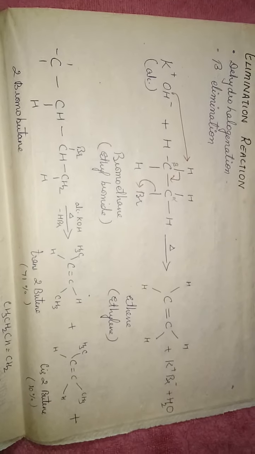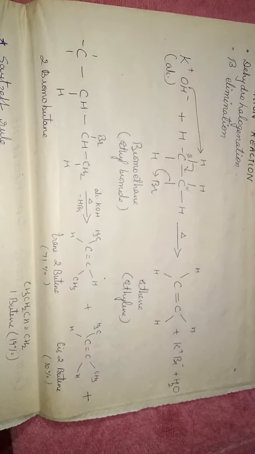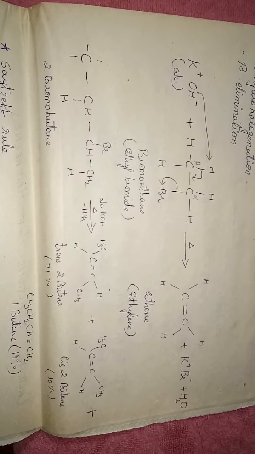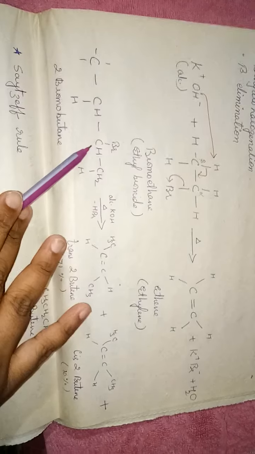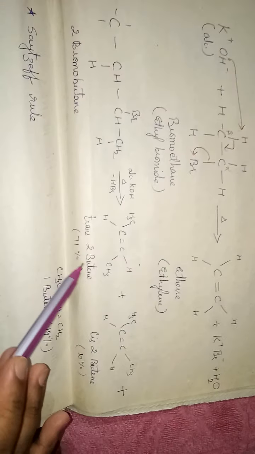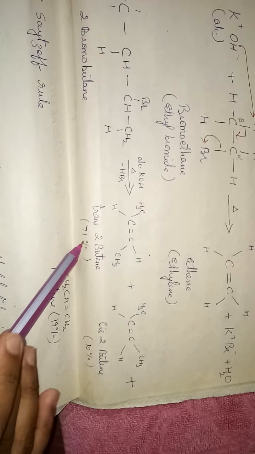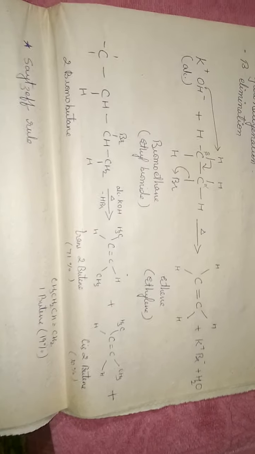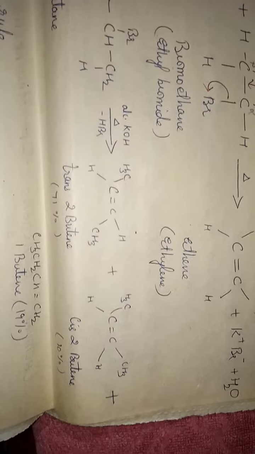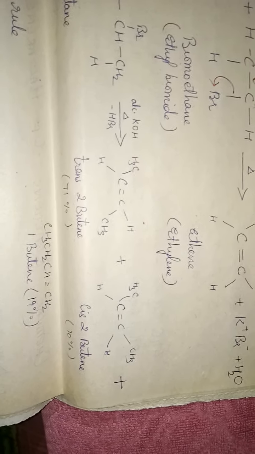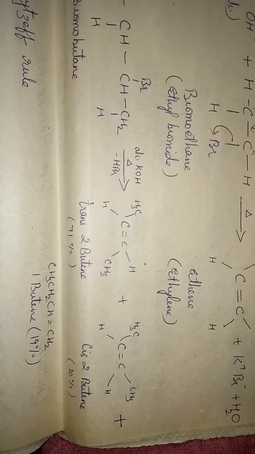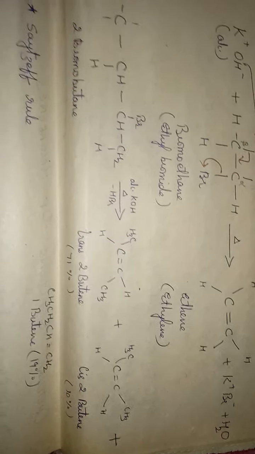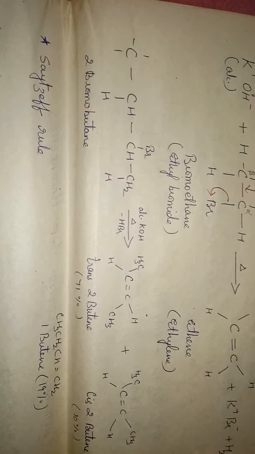Now this is your elimination reaction, but at the same time, if you see one more reaction, in this reaction there are two types of product formed. One is the major product, which is more in quantity. The other one is in less quantity. In the second reaction, when 2-bromobutane reacts with alcoholic KOH, two types of product are formed, major and minor product. This major and minor product is formed because of Saytzeff elimination, or you can say Saytzeff rule.